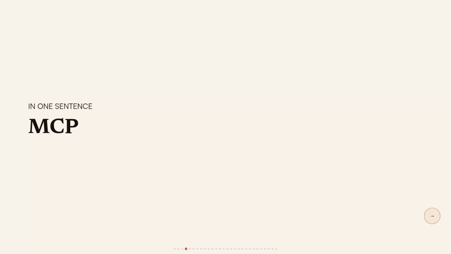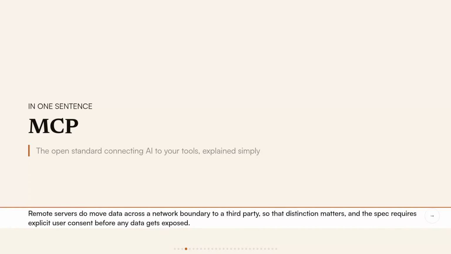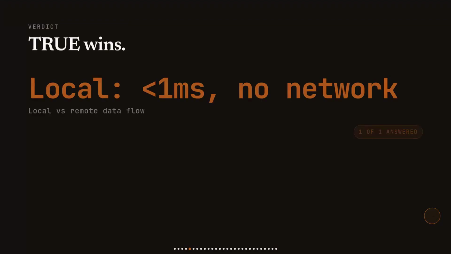I went through the official MCP spec, and here's what actually happened. MCP pulls data on request. It doesn't push it wholesale to anyone, and local STDIO servers never touch the network at all. So your data stays on your machine. Remote servers do move data across a network boundary to a third party, so that distinction matters, and the spec requires explicit user consent before any data gets exposed.